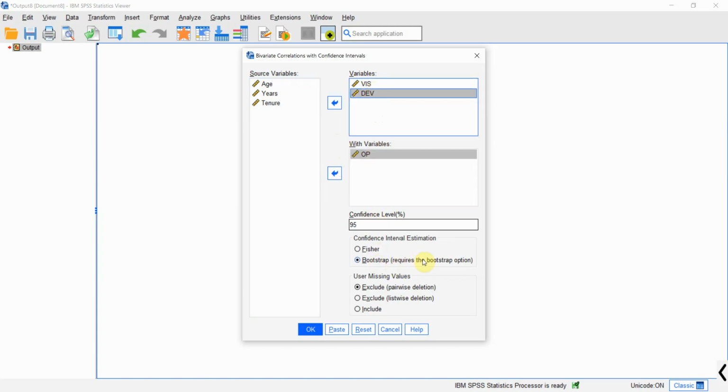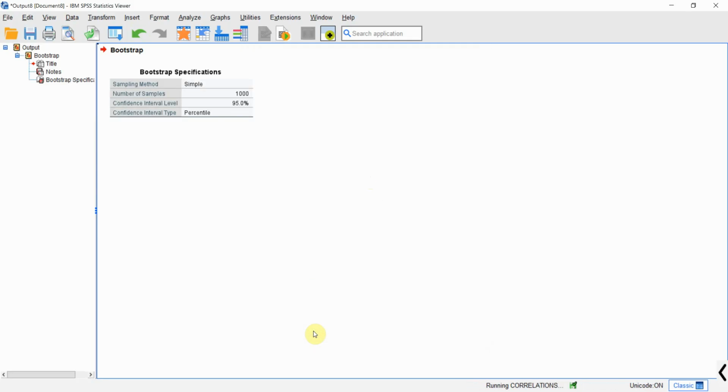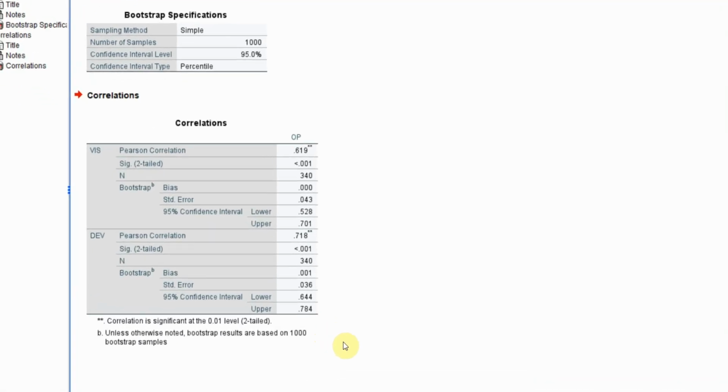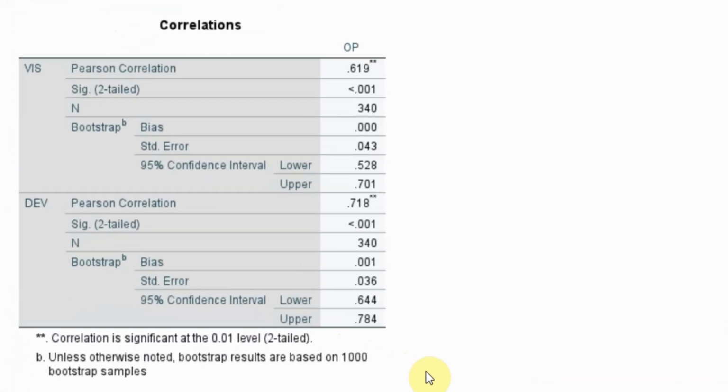In order to avoid repetition, I'm just going to have two here and one here. And I'm going to use the bootstrapping technique. For now, I'm just going to go with the default values. Now I'll press OK and it will run the bootstrapping for 1000 samples. Normally the recommended is between 5000 and 10,000.